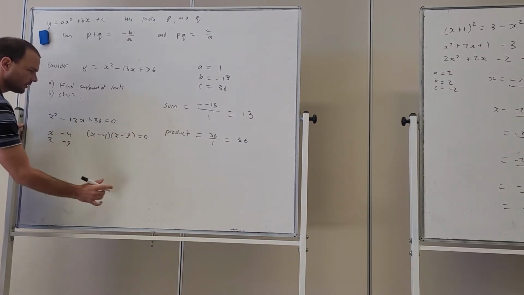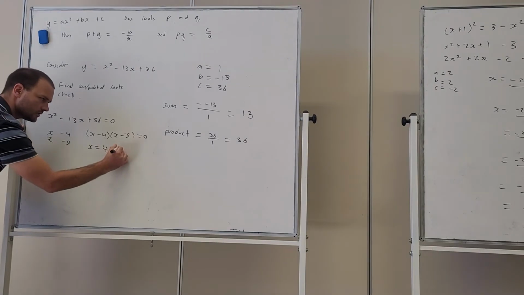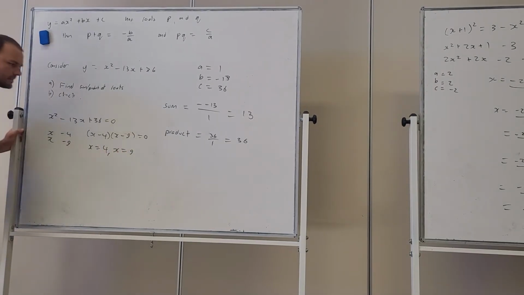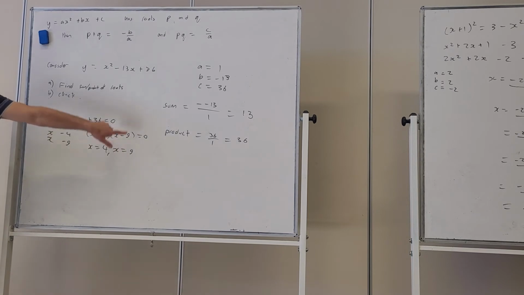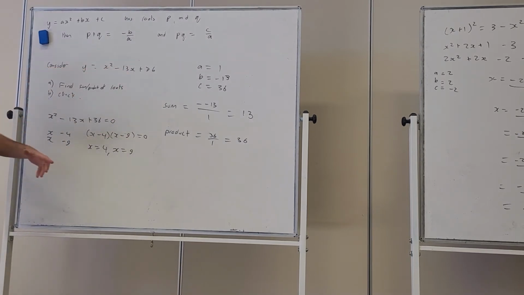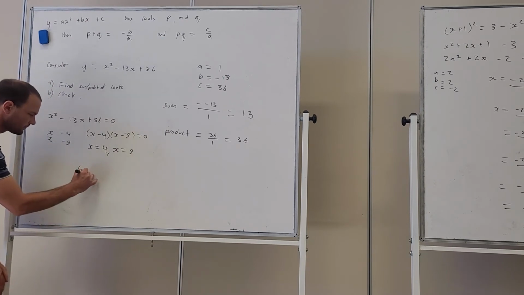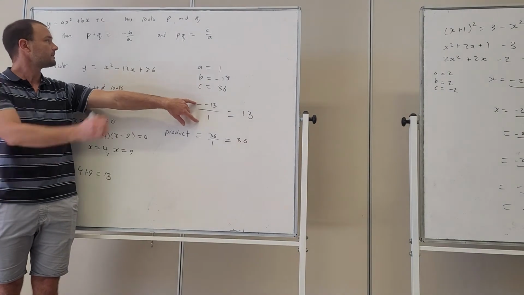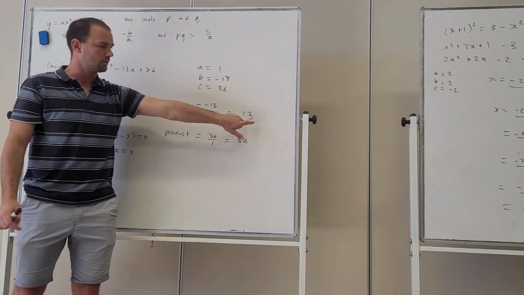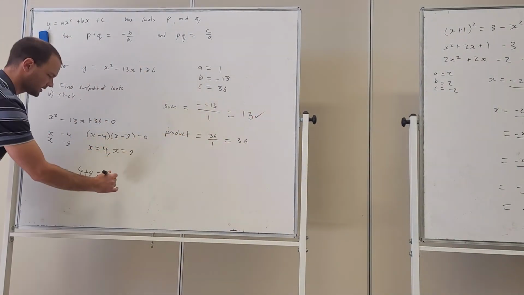So we can see the solutions that make this true are x is 4 or x is 9. These are the roots. That means they're the numbers that make this quadratic equal to 0. And when we add 4 and 9 together, the sum of the roots, 4 plus 9, is 13. Oh look, minus b divided by a is also 13, so it's worked in the first case.